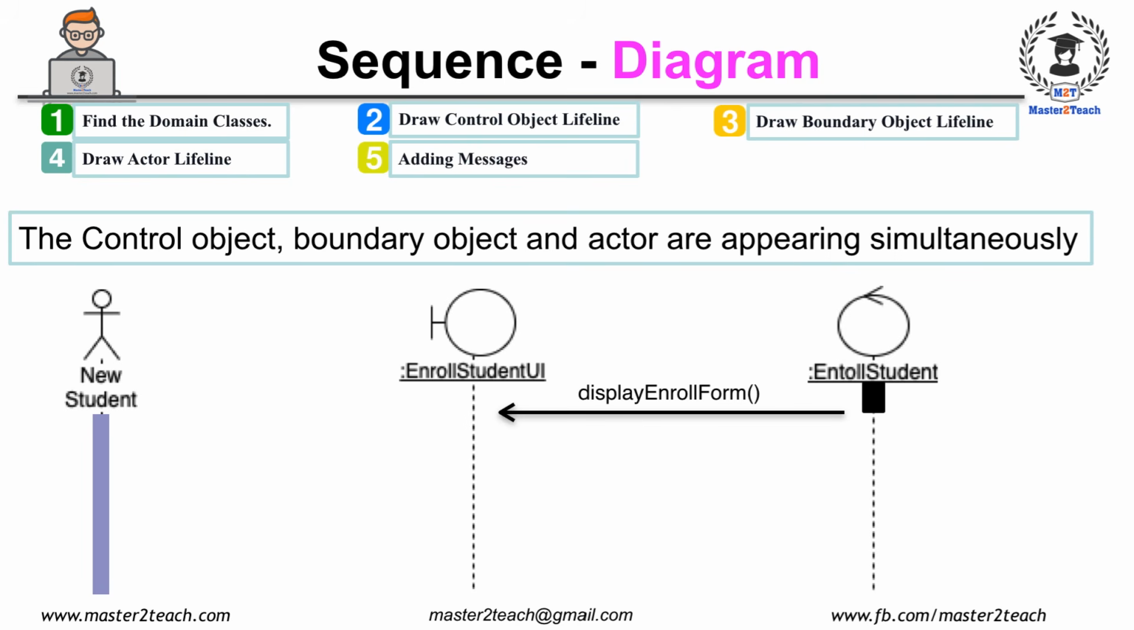The control object, the boundary object, and the actor appear simultaneously, so they are drawn in the same horizontal line. The user or actor will fill out all the required information and send it to the controller object by interacting with the boundary object, which is shown in the sequence diagram as follows.